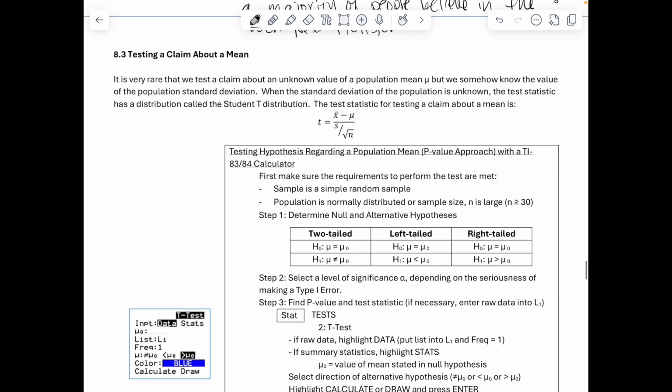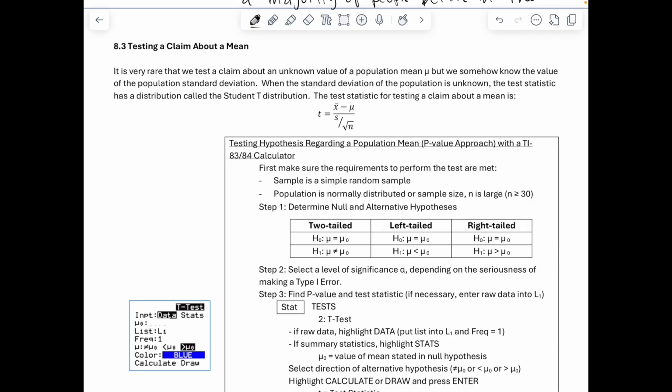So at the top of the next page is section 8.3, and this is testing a claim about a mean. So again, 8.1 was introducing us to this idea, 8.2 is testing a proportion, and now in 8.3 we're going to be testing a mean. So it says, it is very rare that we test a claim about an unknown value of a population mu, but we somehow know the value of the population standard deviation. When the standard deviation of a population is unknown, the test statistic has a distribution called the student's t distribution, and the test statistic is going to be given by the formula that is typed here.